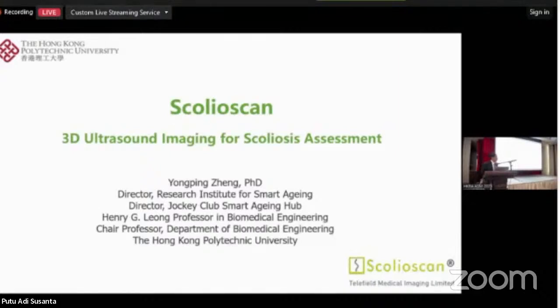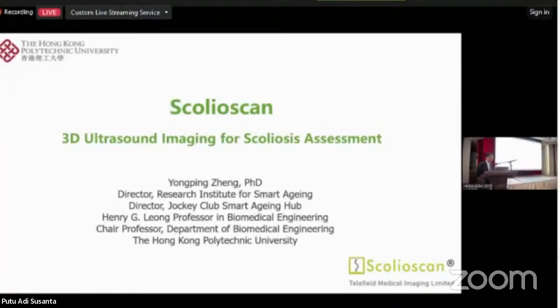He published over 290 journal papers and wrote 2 books. A number of technologies invented by his team have been successfully commercialized, including SconeoScan, which won many international and local awards.